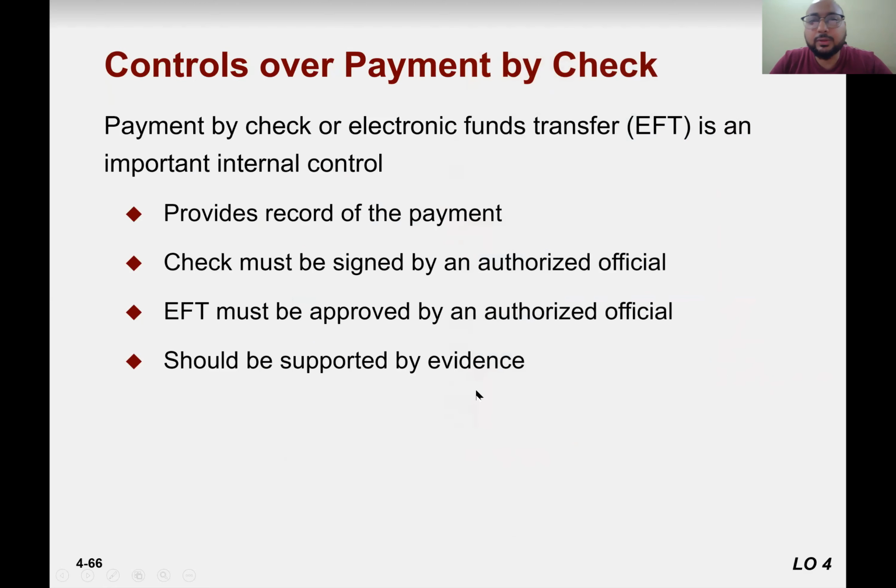Okay, now controls over payment by checks. So we just studied the controls over cash receipts. Cash receipts can be through mail, through checks, or through transfers. Payments can be through checks or through EFT, right? So when you do that, it also provides a control.